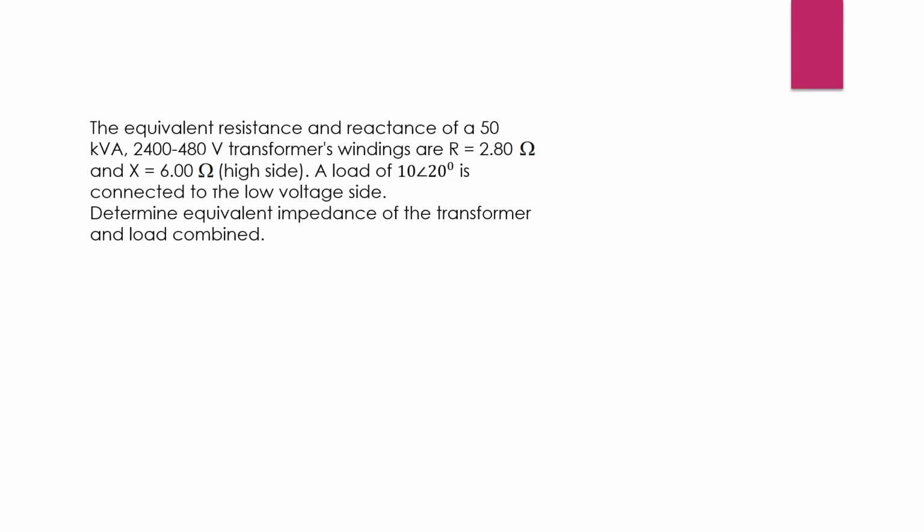Now let's have an example. The equivalent resistance and reactance of a 50 kVA, 2400 to 480 volt transformer windings are R equals 2.8 ohms and X equals 6 ohms, referred to the high side. A load of 10 angle 20 degrees is connected to the low voltage side. Determine the equivalent impedance of the transformer and load combined. Feel free to pause the video and solve for the unknown.